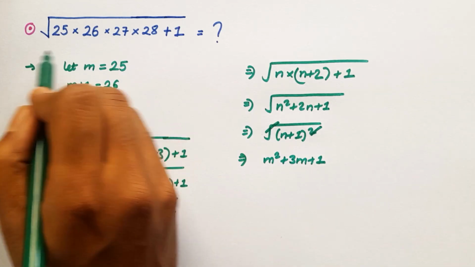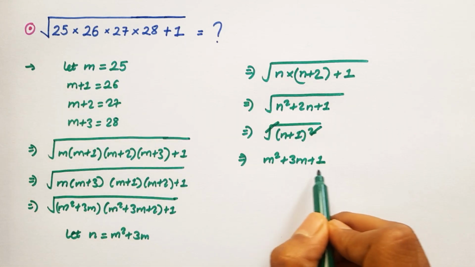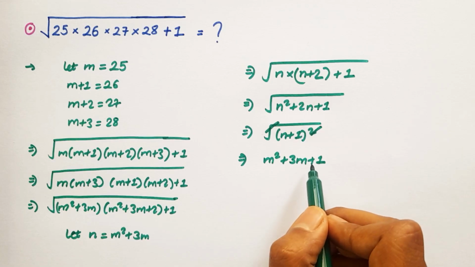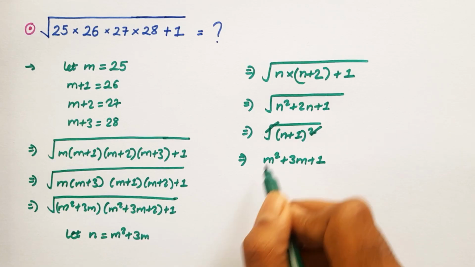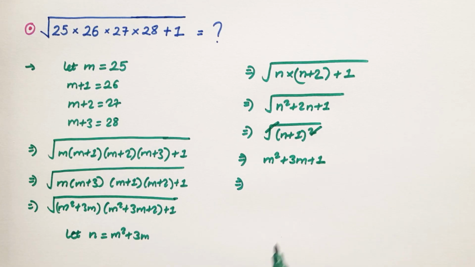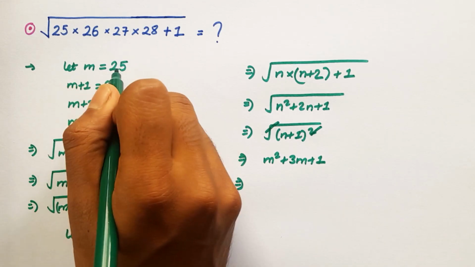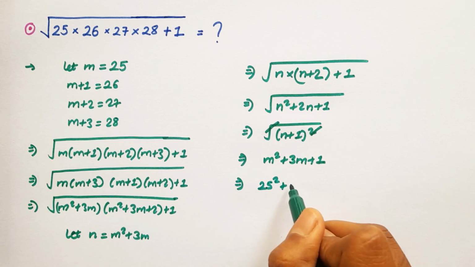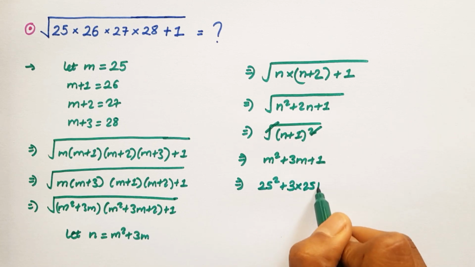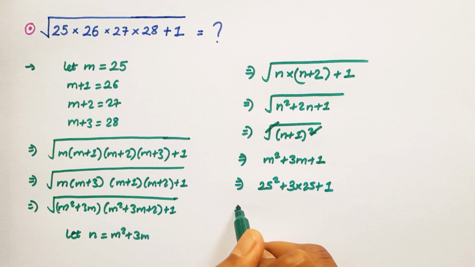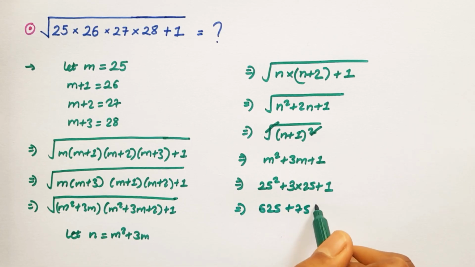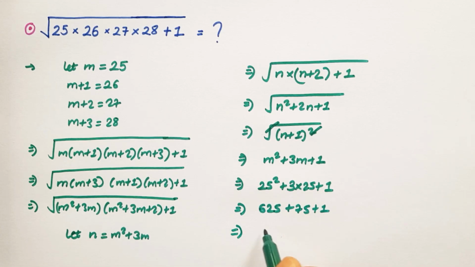And now this difficult problem has been changed into a simpler one, where we just have to substitute the value of m to find our answer. Now let us substitute the value of m. In this case, m was equal to 25. So let us write 25 squared plus 3 times 25 plus 1. This gives us 625 plus 75 plus 1, which is equal to 701.